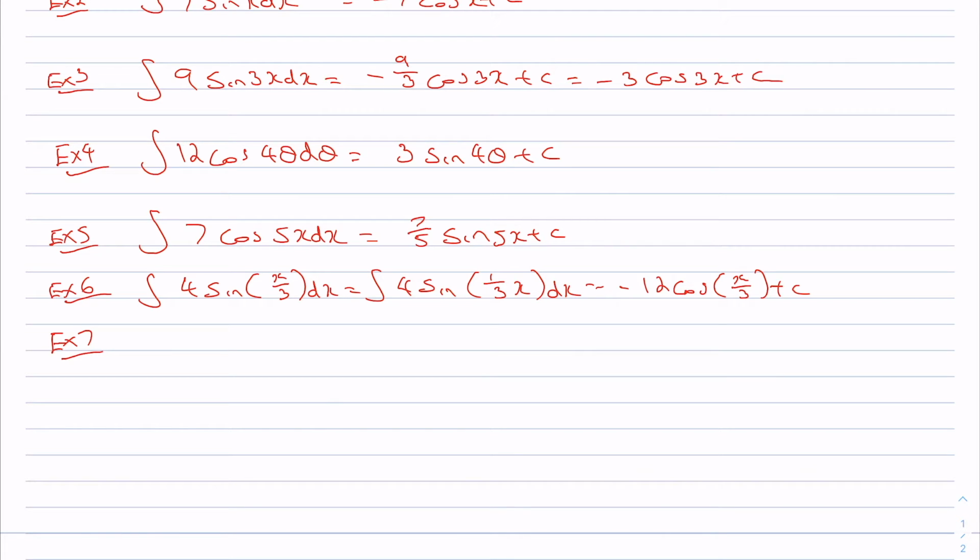How about if it's something like 4e to the minus 7x dx? Well, I did say that the power comes down, so it'd be minus 7. So it'd be minus 4 over 7 e to the minus 7x, that doesn't change, plus c.